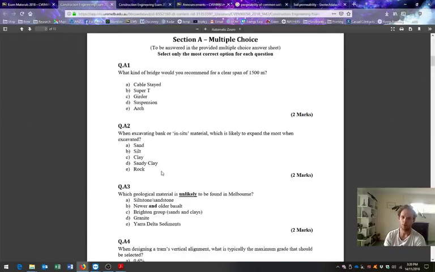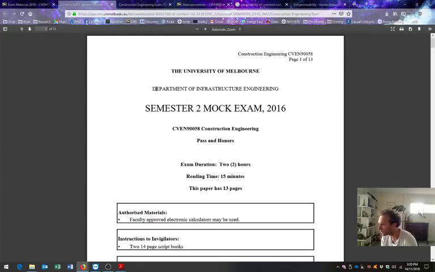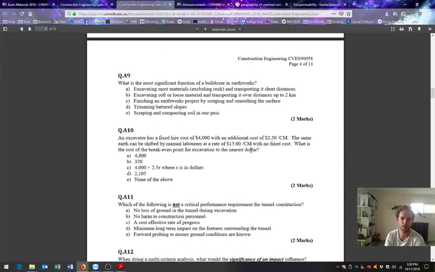When excavating, rock is the answer here. Rock's the answer. Yeah. So, that's mock. Is that the right one? Sorry, no, I think I'm on the wrong one, aren't I? Sorry. A2 2016.